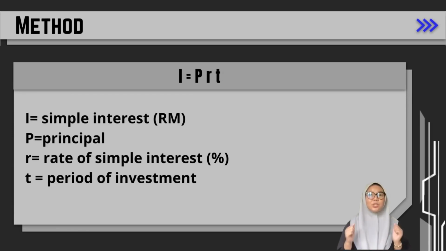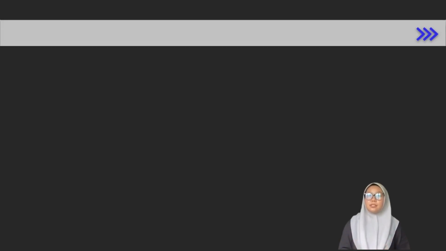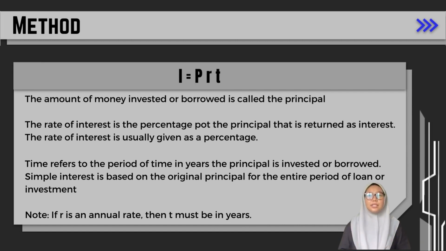Simple interest also has its own formula, as shown in the slide: I equals PRT. I is simple interest, P is the amount of money invested or borrowed, called the principal. R, the rate of interest, is the percentage of the principal that is returned as interest.